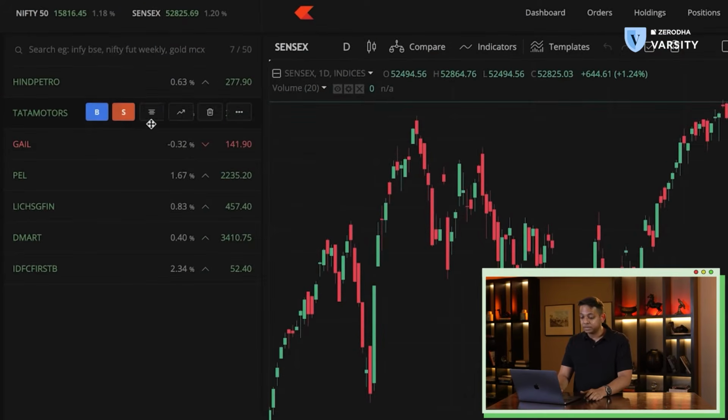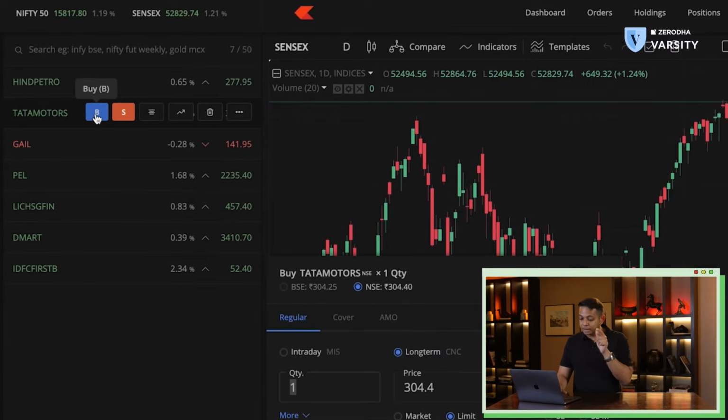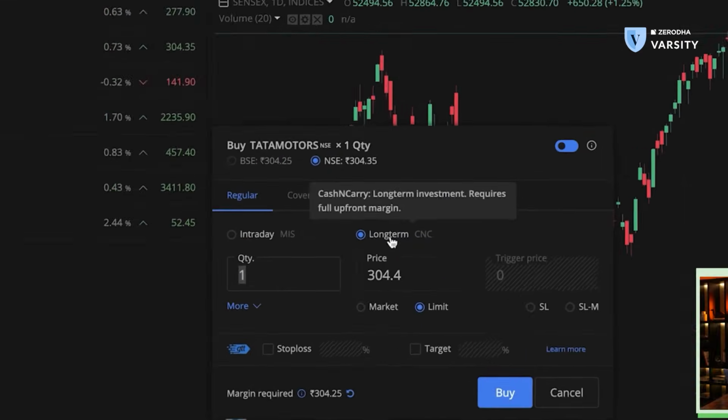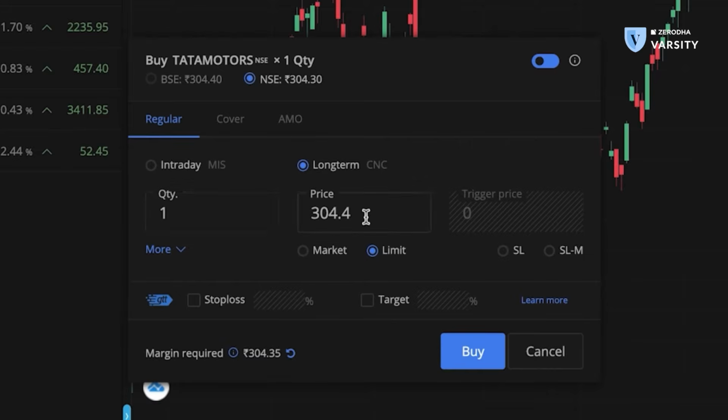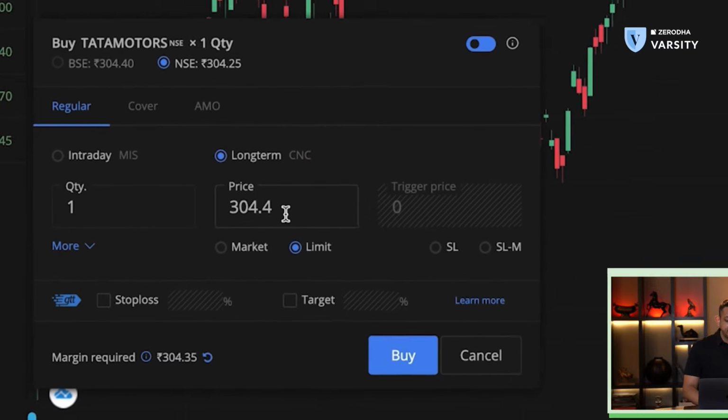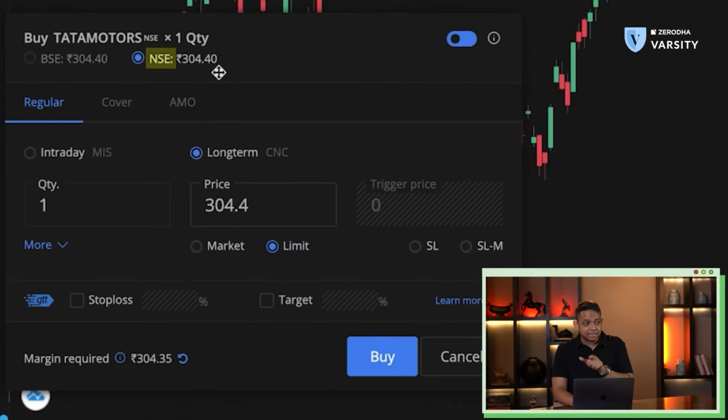Now, I'll quickly log into Kite and you can see here that I have this stock open. I can click on the B button, which will give me a buy window. Now, by default, long term is selected, which is CNC. I can change the quantity here to whatever I like. I'll leave it at 1 and I have the price here. Now, currently, the stock is trading at this price.